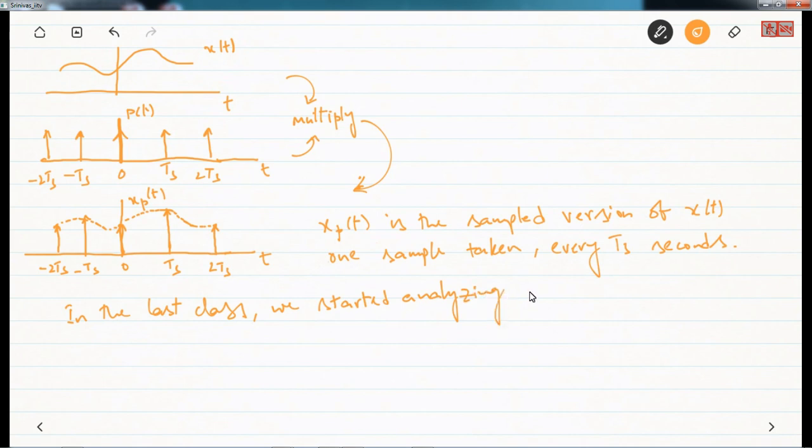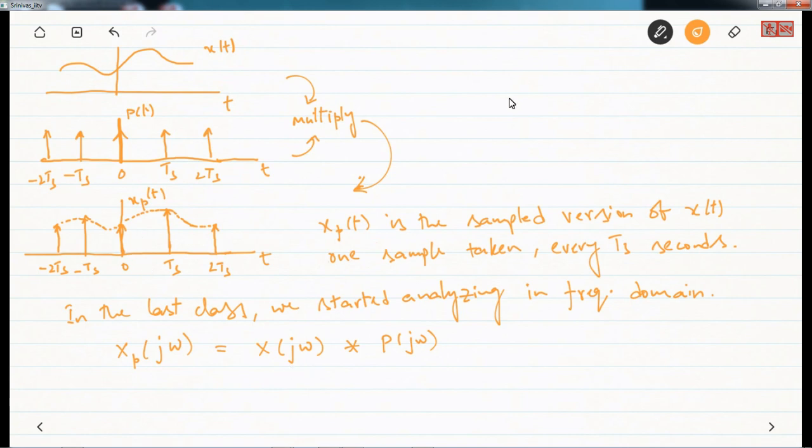We started analyzing in the frequency domain. In the frequency domain, meaning the Fourier transform domain, Xp(jω) is X(jω) convolved with P(jω). Its Fourier transform is X(jω), its Fourier transform is P(jω), and its Fourier transform is Xp(jω).